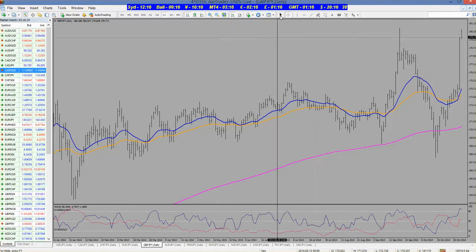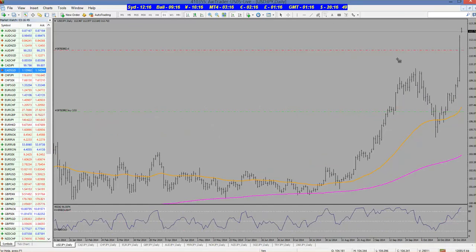So what do you want to see? You wanted to see my MT4. Sorry, my Fibonacci. Okay. So Fib. What are you wanting to see?